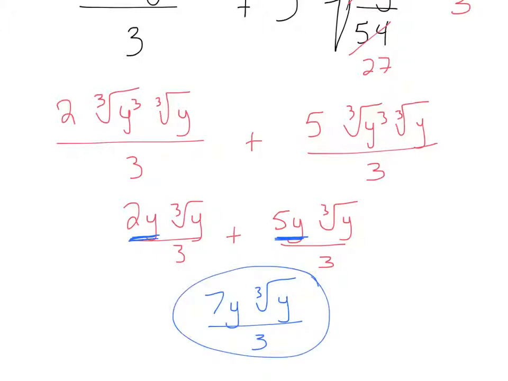So again, this is like your coefficient. 2y plus 5y is 7y. This is like your variable x. This is carried down. And then you have a common denominator, which means when you add the numerators, you just repeat the denominator. There's no change to it at all. Okay?